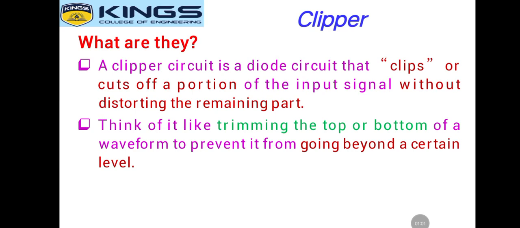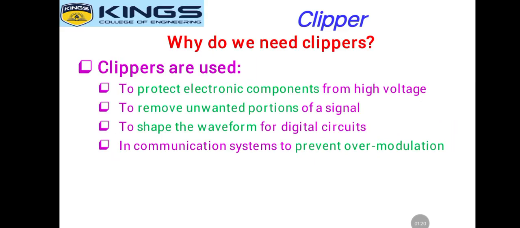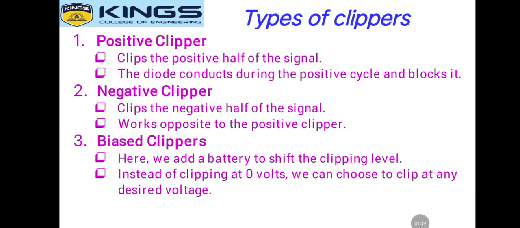Clippers. What are they? A clipper circuit is a diode circuit that clips or cuts off a portion of the input signal without distorting the remaining part. Think of it like trimming the top or bottom of a waveform to prevent it from going beyond a certain level. Why do we need clippers? Clippers are used to protect electronic components from high voltage, to remove unwanted portions of a signal, to shape the waveform for digital circuits, and in communication systems to prevent overmodulation.